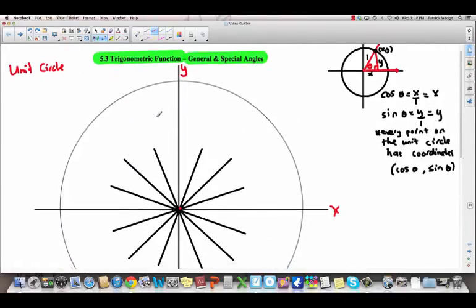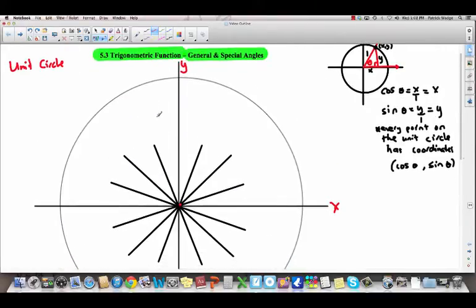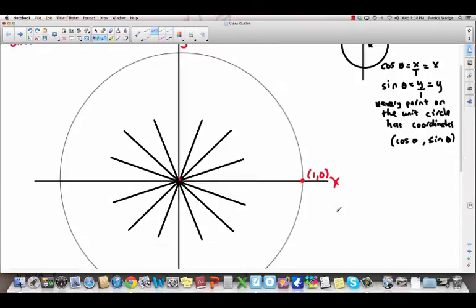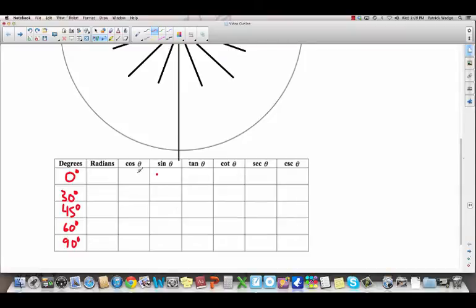For example, the cosine and sine of 0 degrees. Well, 0 degrees is right here, right? It's this standard position angle here, where the initial arm and terminal arm are on the same x-axis. So, what's that point right there? If this is a unit circle, that point there is 1, 0. Well, guess what? The cosine theta then is 1, and the sine theta is 0. Cosine of 0 degrees is 1, sine of 0 degrees is 0.